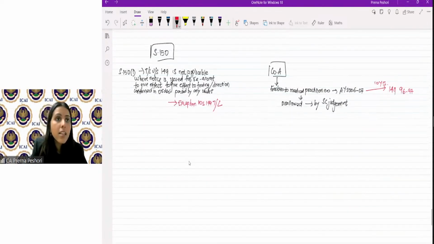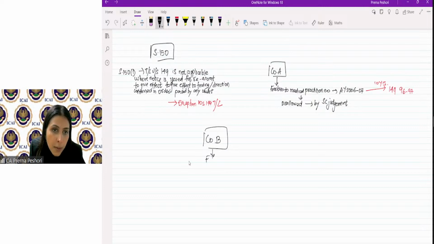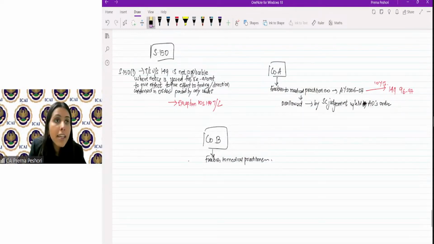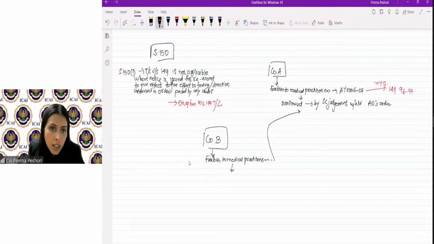Are we getting that? Now understand, let's say for example, there is a company B also, which has also given freebies to medical practitioners. Now this has been upheld by the Supreme Court in the case of A. Now B's AO, what will he try to do? He will follow the Supreme Court judgment. AO of B to follow Supreme Court ruling and disallow for B.